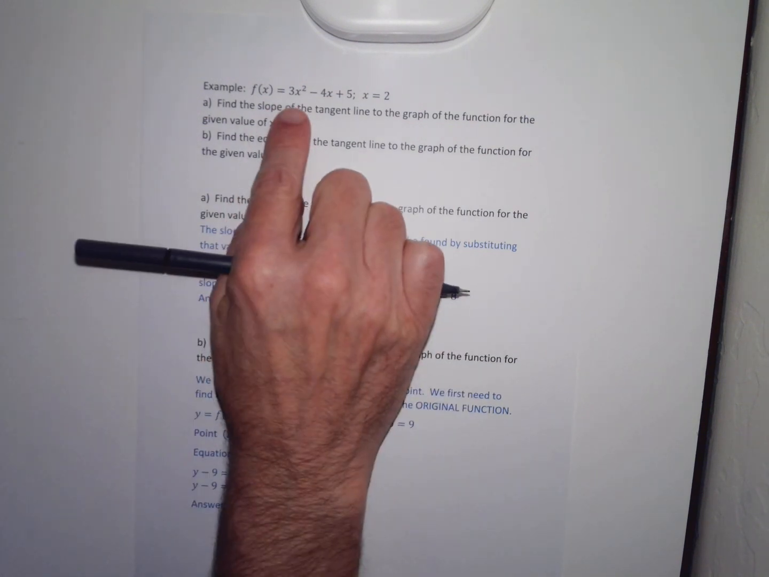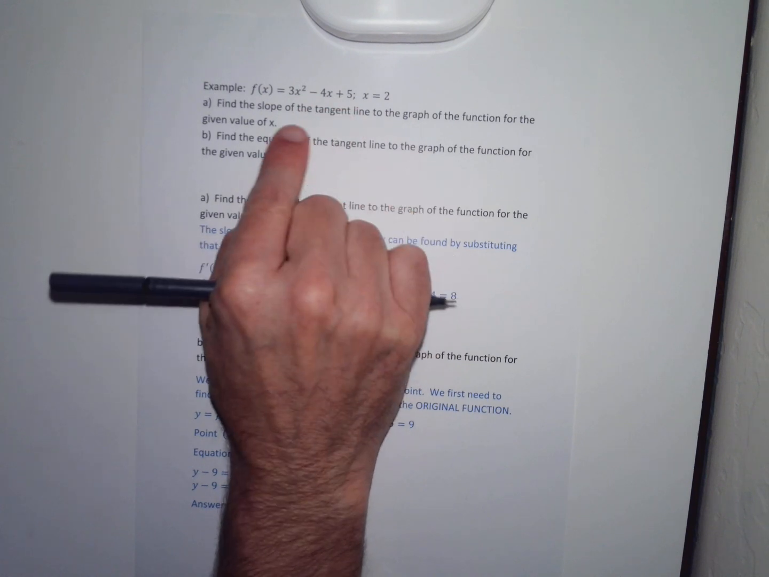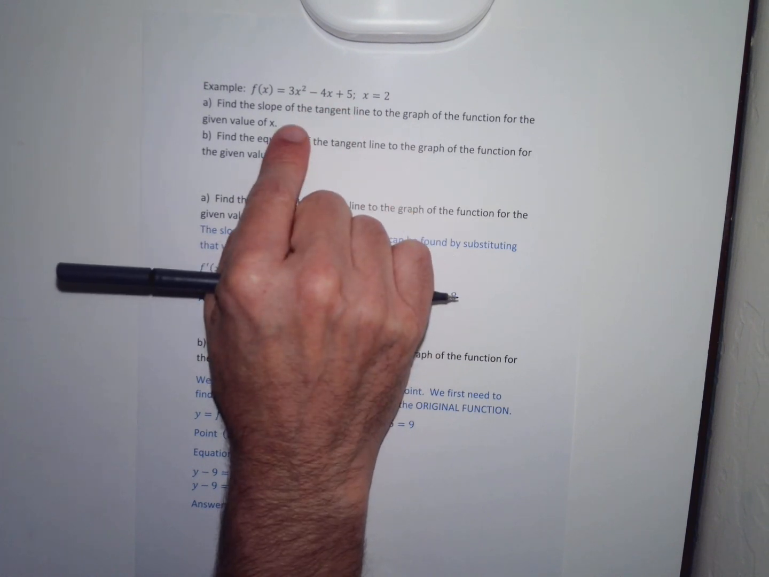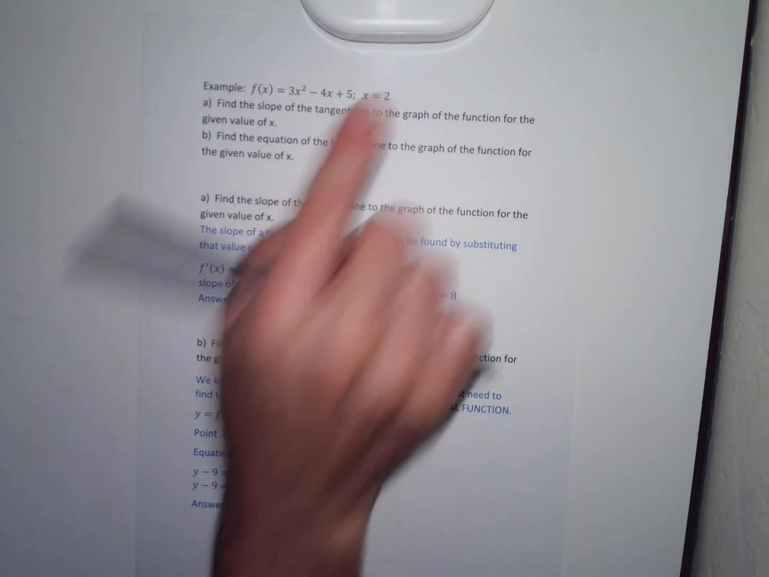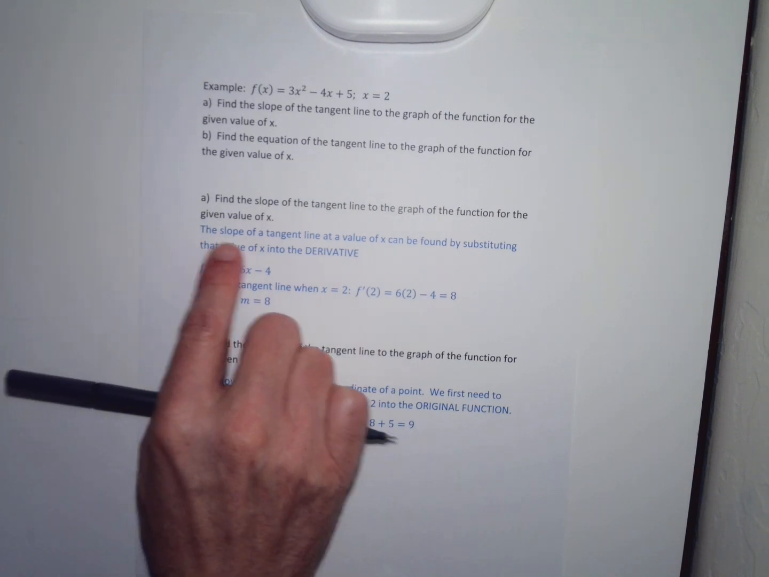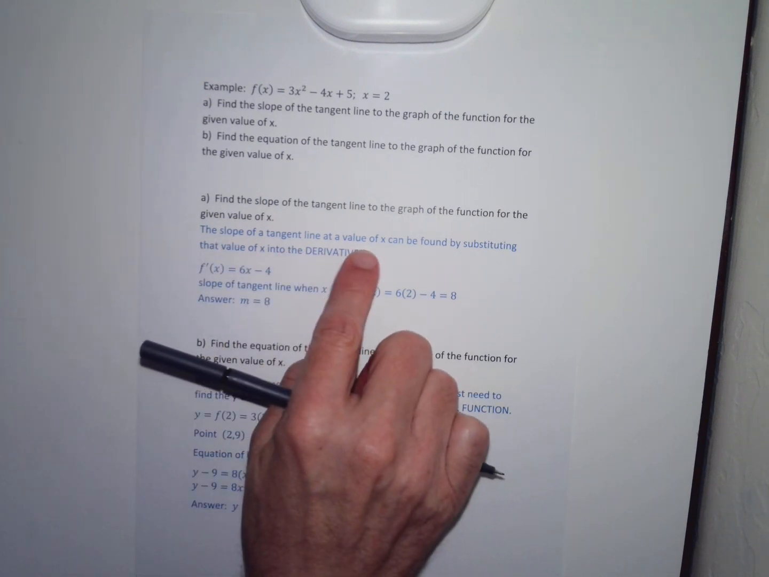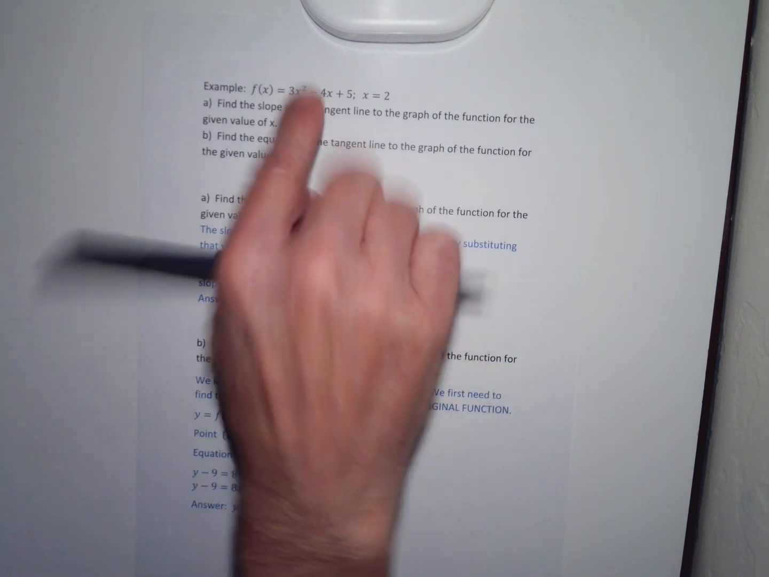If I give you a function, in this case 3x squared minus 4x plus 5, I'm asked first to find the slope of a tangent line and then find an equation of a tangent line at x equal to 2. Plugging values of x into derivatives gives me the slope of a tangent line. The slope of a tangent line at a value for x can be found by substituting the value of x into the derivative. So I'm going to find the derivative.